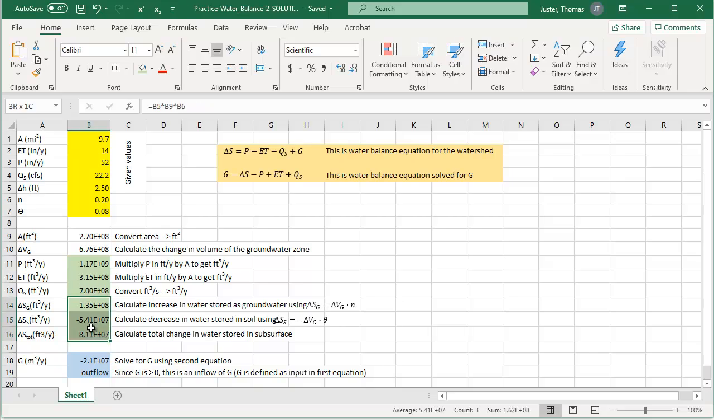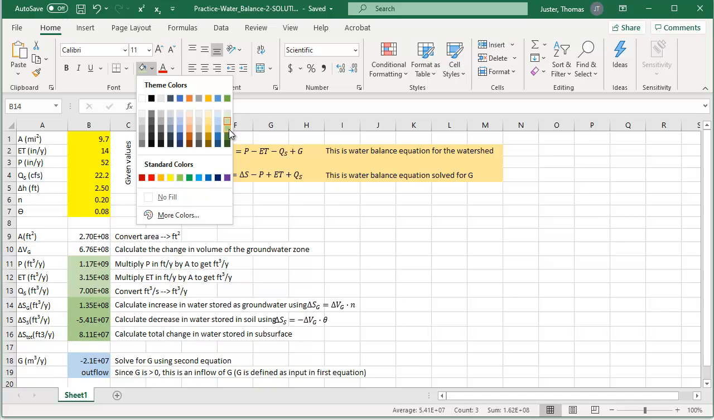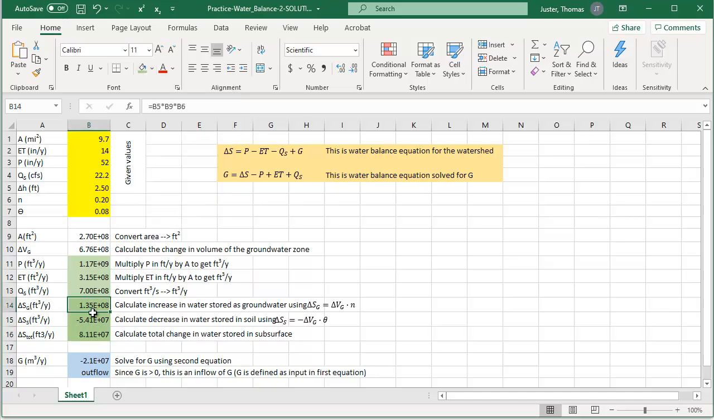And now these last three terms pertain to storage. I'll give them a slightly different color here so it's clear that these are pertaining to storage, okay? So the first number is the change in the water stored in the groundwater zone due to the water table increasing. And I'm going to get that by multiplying the change in the volume of the subsurface that has increased, the increase in the volume of the groundwater zone. That's this number I calculated here in B10. I'm going to multiply that times the porosity N in cell B6, and that is a positive increase in water stored in the groundwater zone.